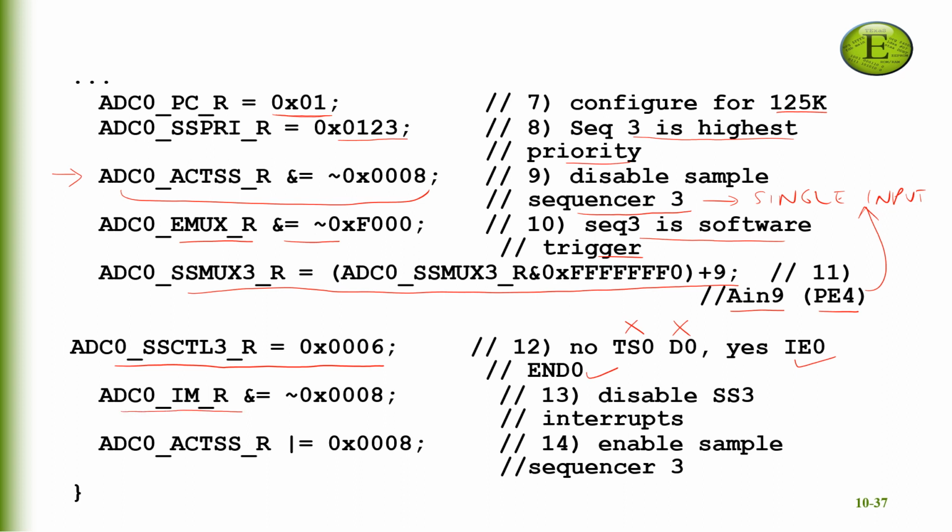For our example, we're going to disable the interrupts by clearing the corresponding bit in the IM register, and once everything has been done, it is now time to enable the sample sequencer so that it can start accepting the analog input samples.